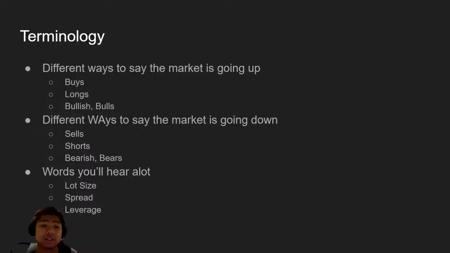Different ways to say the market's going down: sell, shorts, bearish, and bears. I don't know why he's got a capital A, bit of a typo. So again, using it in a sentence, if I was to sell the GBP USD, which is pound US dollar or cable, I'd say, guys, I'm going short on this market because it's looking very bearish right now and there's loads of bears participating in this market.